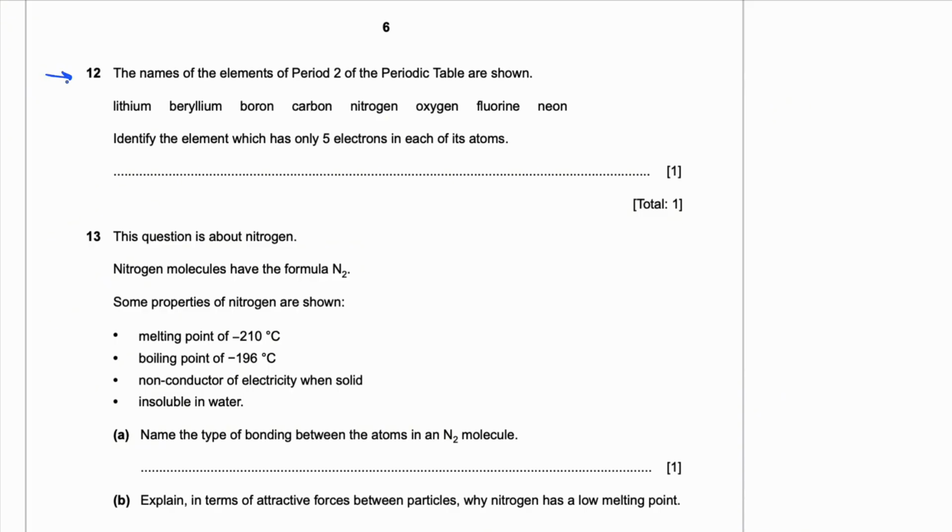Question 12. The names of the elements of period 2 of the periodic table are shown. Identify the element which has only 5 electrons in each of its atoms. 5 electrons in the atoms. He didn't mention 5 outer shell electrons. It means the overall number of electrons should be 5.